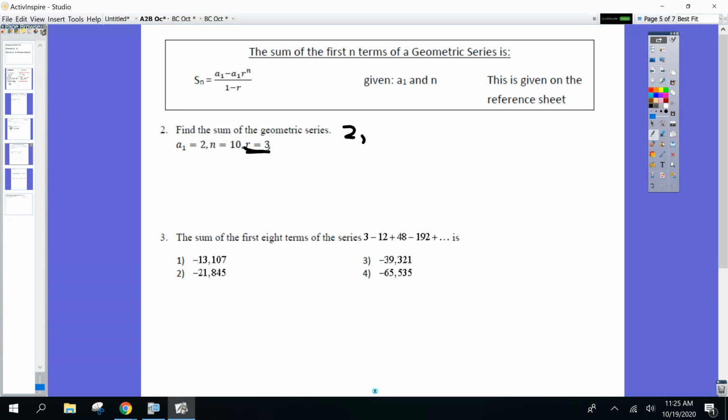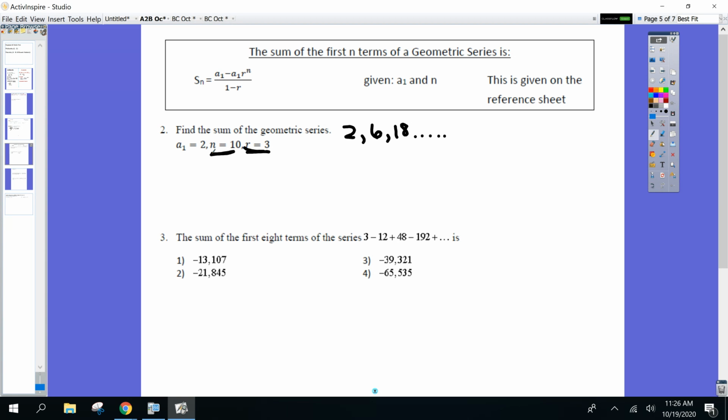What's this R value equal to 3 telling me? What's that mean? Common ratio. Yep, so add, subtract, multiply, what am I doing with it? Multiply by 3. Okay, so here you go, guys: 2, 6, 18, and so on. That's what my sequence looks like. What does n equals 10 mean? Add up the first 10 terms of that sequence. That's what it means.